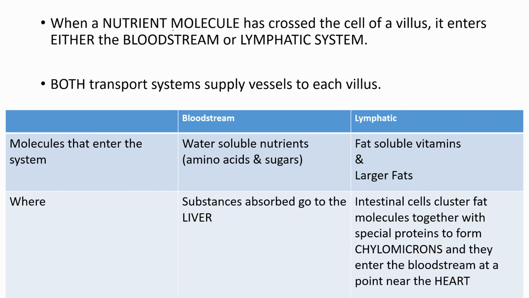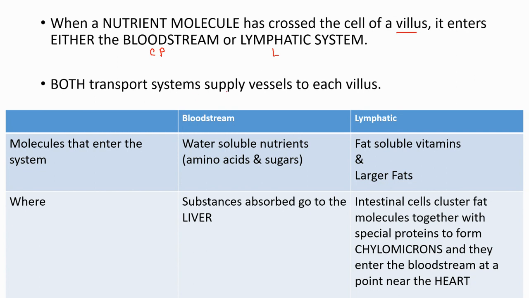When a nutrient molecule has crossed the cell of a villus, it enters either the bloodstream. Now this is going to be for carbohydrate breakdown and proteins. So the building blocks of carbohydrates, which would be sugar, glucose, and proteins, which would be those amino acids. And then the fats or the lipids will enter into the lymphatic system, those triglycerides.